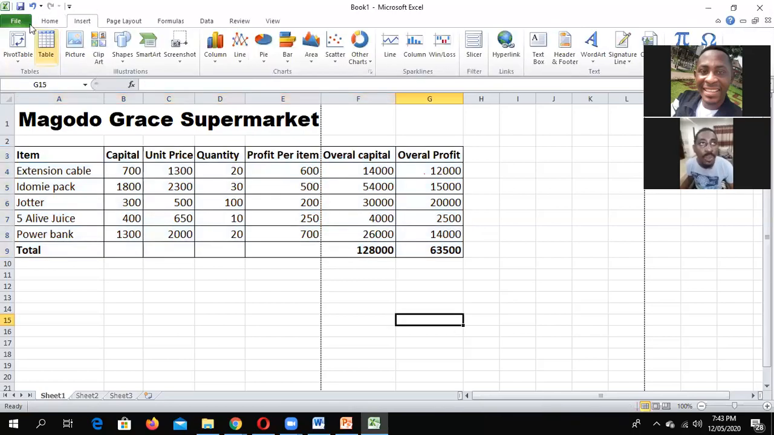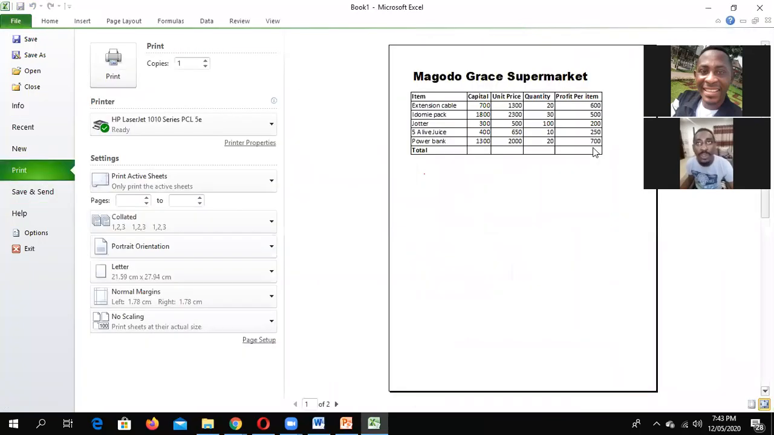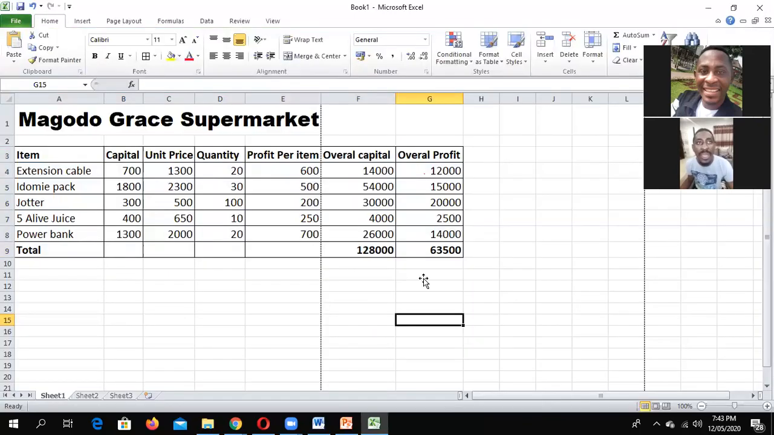So let's go back to check the print preview and see how it will come out. You can see right now, this time around, it's now properly organized into a table. But our total is not showing. Why? Let's go back to see why our total is not showing.